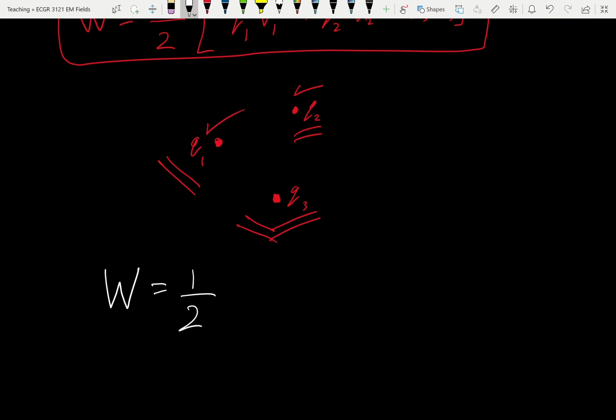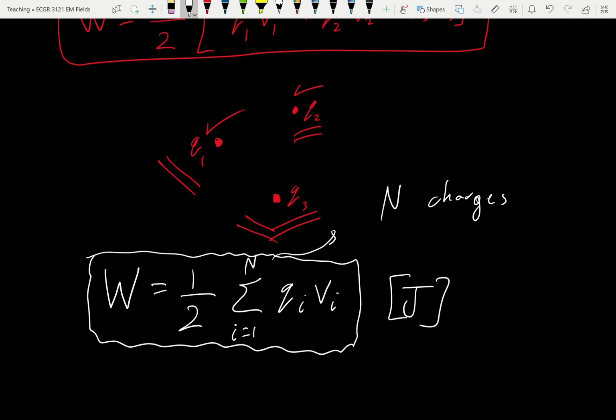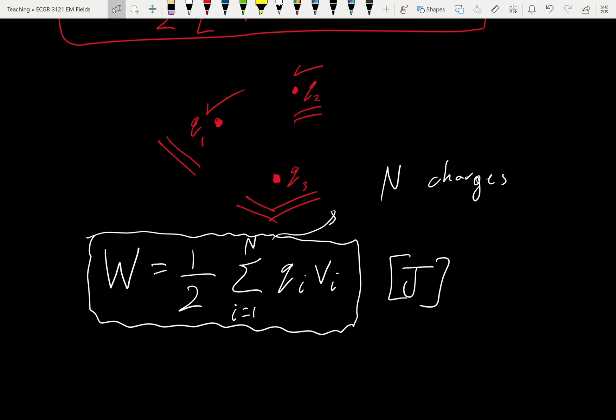I end up with this equation: half, sum over i equals 1 to n, let's say I have n charges, of Qi Vi. This is the energy equation, in joules, as a function of the charges. So this is one way of calculating the energy stored in an electrostatic system, and we used it based on an argument of moving charges from infinity to certain points in space.